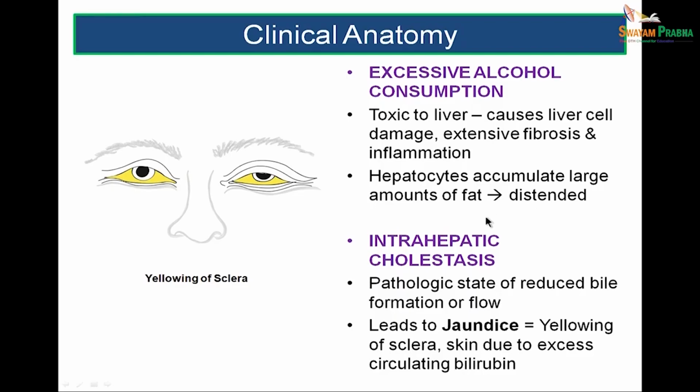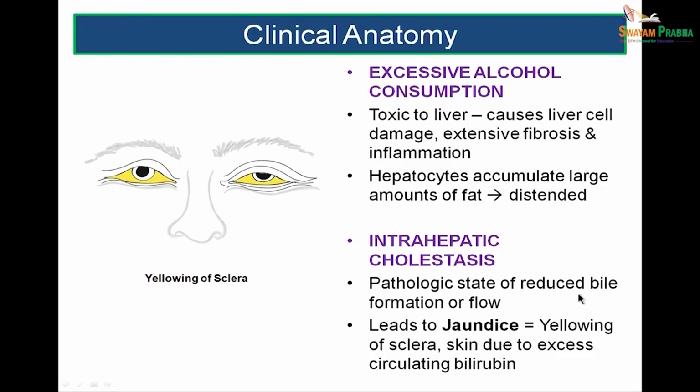Another disease is cholestasis, which we commonly call jaundice. All of you must have heard of jaundice. What is it? It's a disease in which the liver is affected and you get a yellowish discoloration of the sclera of the eye and the skin of the body. There is reduced bile formation or flow leading to high levels of bilirubin in the body, leading to jaundice, which is the yellowish discoloration that we see in the sclera and skin because of excess bilirubin circulating in the body.